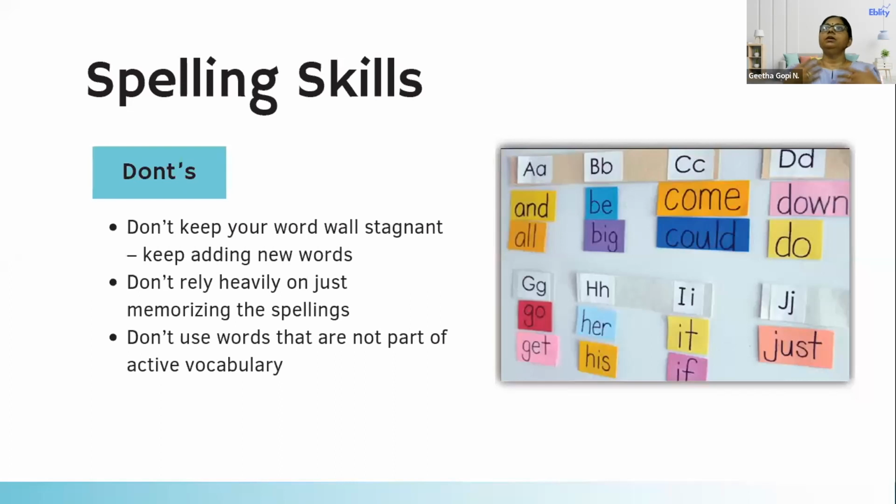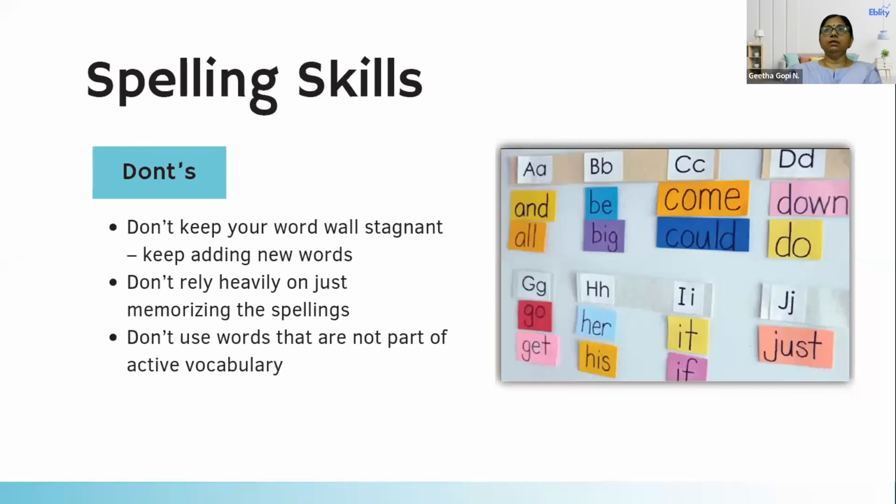For each word, tell these children how it can be broken up and how it can be sounded out, or even through shapes of words, especially if they're sight words, sometimes it's the shape of the word which helps. So how these different strategies have to be taught with regard to when you're teaching spelling words. And try to use words which are part of active vocabulary. When we say active vocabulary, words that they're likely to use all the time, especially in the early stages.